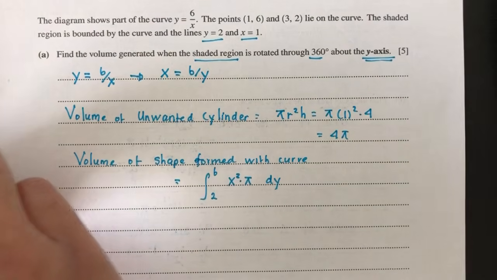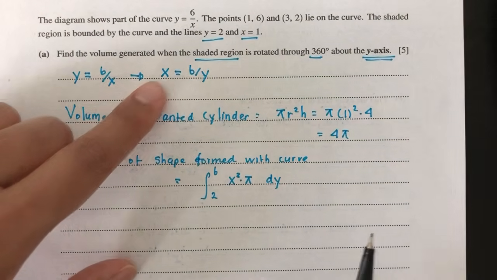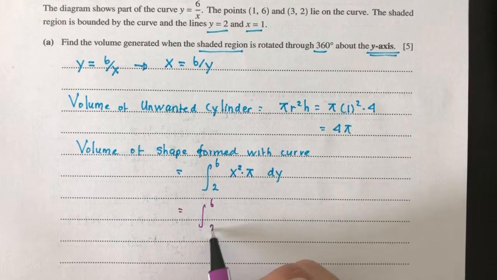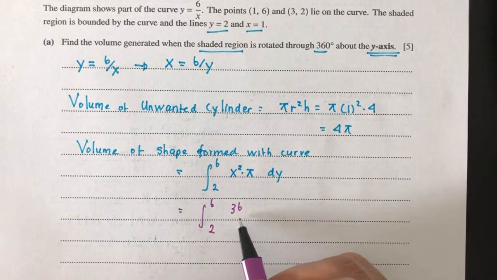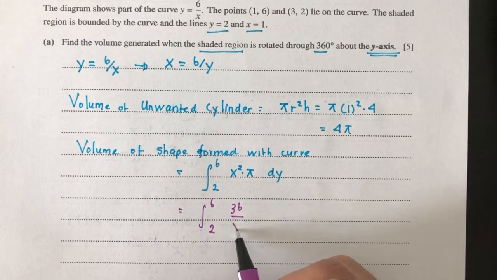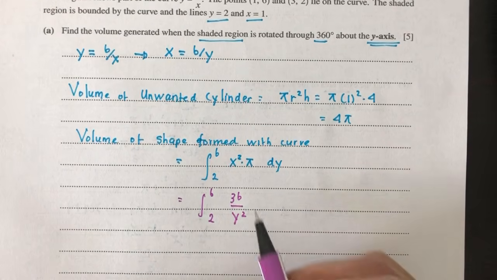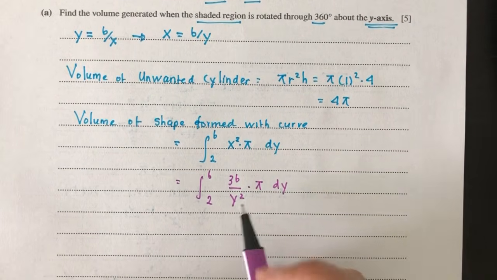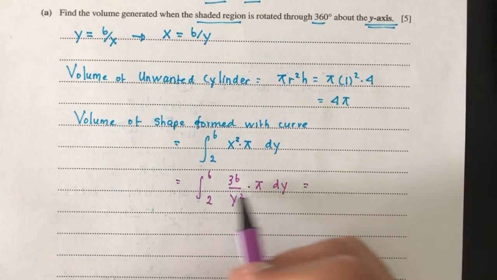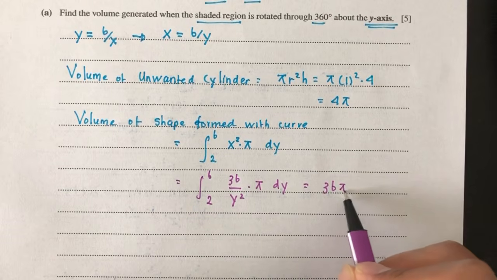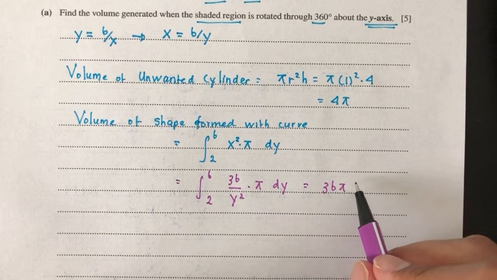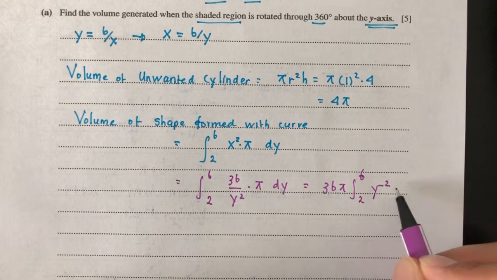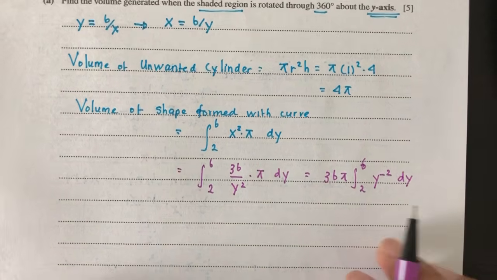Now, the value of x, as you can see, we have this here already. x squared will be equal to 36 over y squared, times pi dy. You can simplify this: let's take these two outside. You'll have 36 pi, and you will have the integration from 2 to 6 of y to the power of minus 2 dy. So let's simplify this.